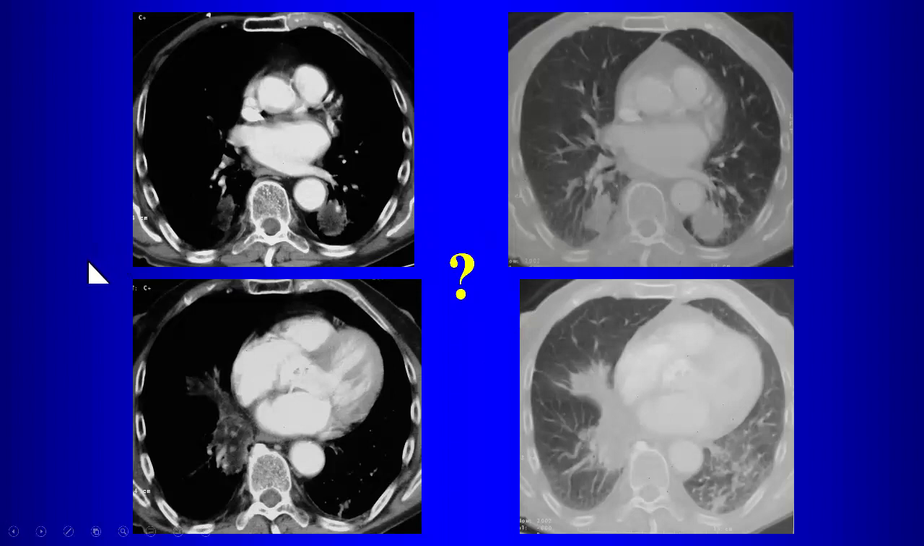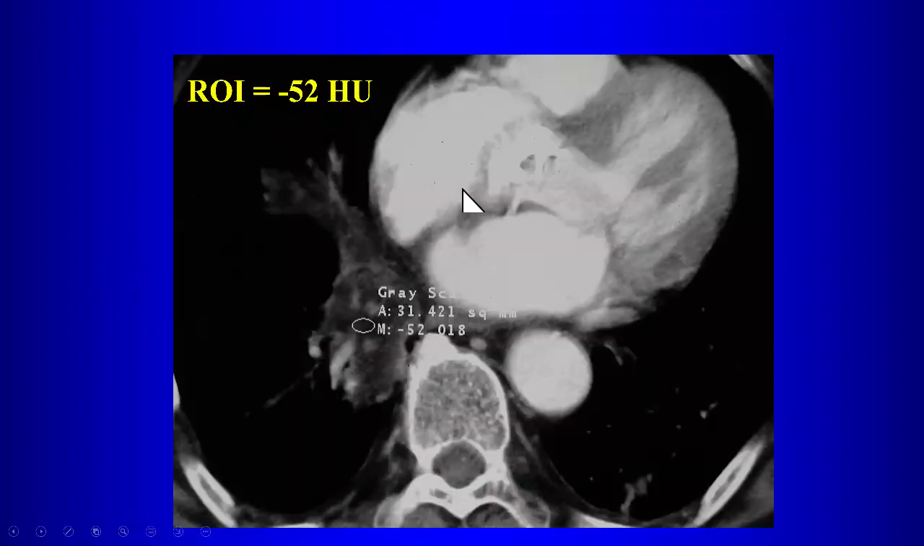So, how do people get lipoid pneumonia? Aspiration of oils. Yeah, usually aspiration of mineral oil. Right? So this is lipoid pneumonia. That's the appearance of lipoid pneumonia. Fatty attenuation consolidation. That's diagnostic for lipoid pneumonia.